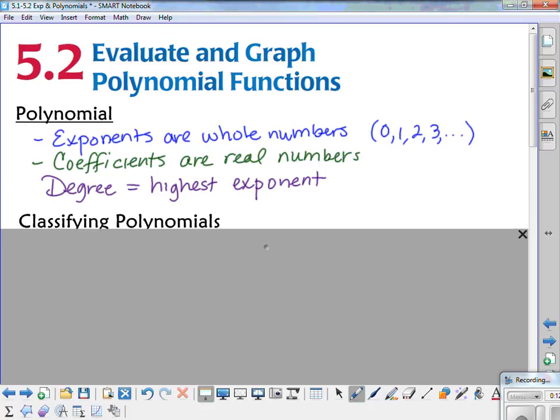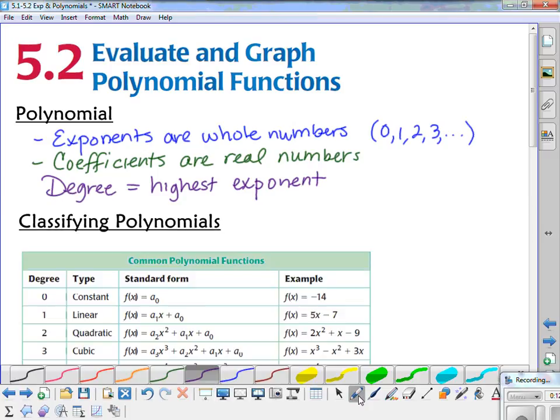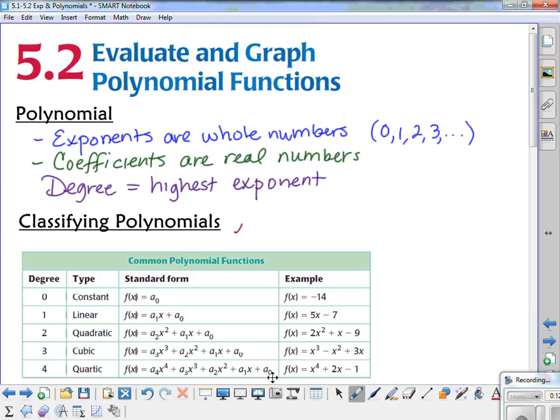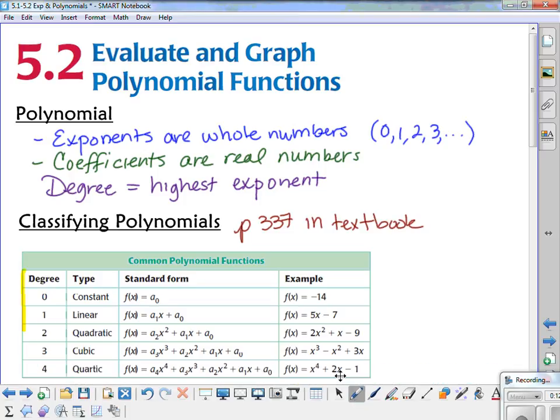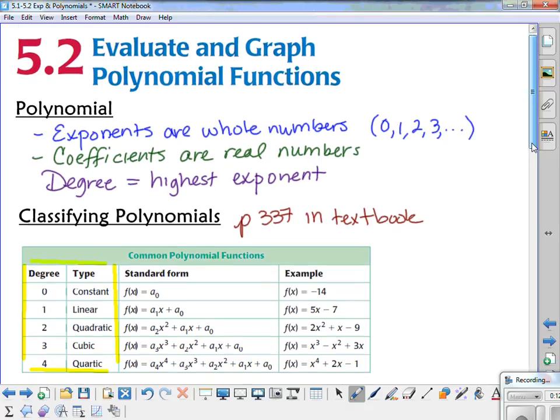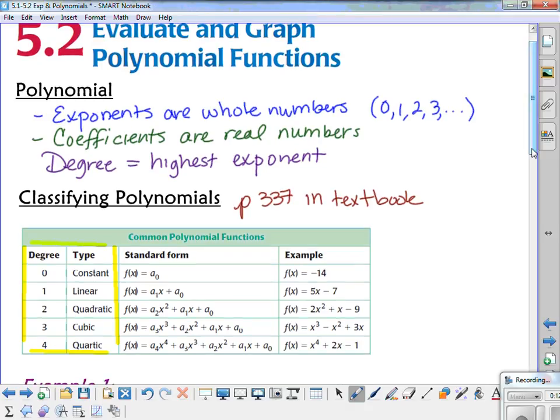So this next chart, I'm not expecting you to copy this down. This is out of your book. It's on page 337 in the textbook. If I were you, I would just worry about this front part where they talk about the degree and the type. But if you want to go back and copy it down from the textbook, you're welcome to. Or rewatch the video and pause it.